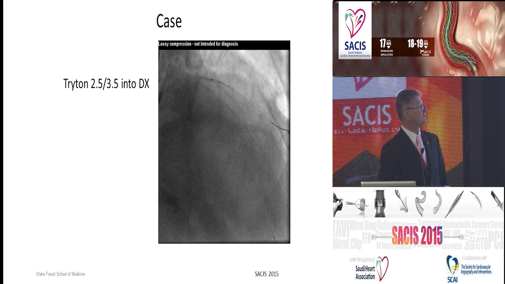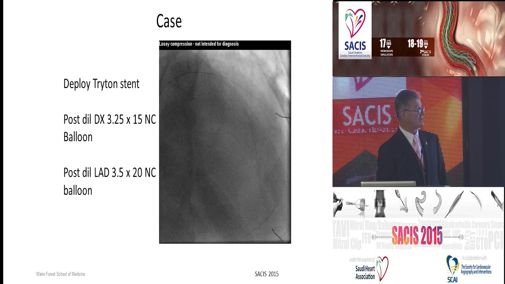Here we have the Tryton 2.5 referring to the diameter in the side branch, a 3.5 in the proximal vessel, and you can see all the markers that are necessary so that you can align the dedicated sleeve of the stent into the diagonal, as well as the scaffolding across the diagonal into the main branch. Here the stent has been deployed, and you can see the really reasonable result in the diagonal. That was post-dilated with a 3.25 balloon across the diagonal, and then a 3.5 into the proximal LAD.